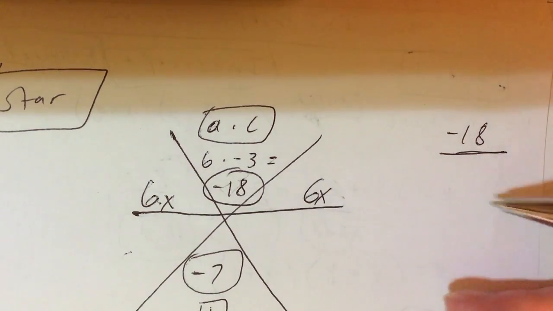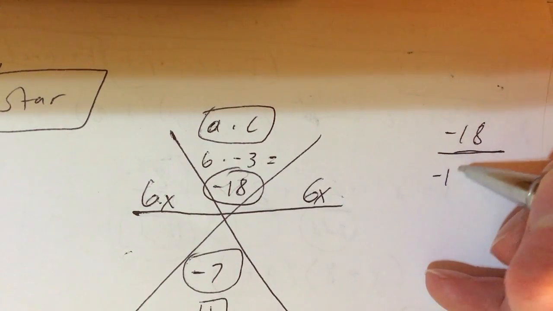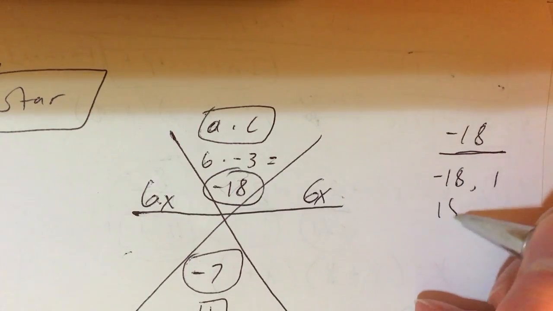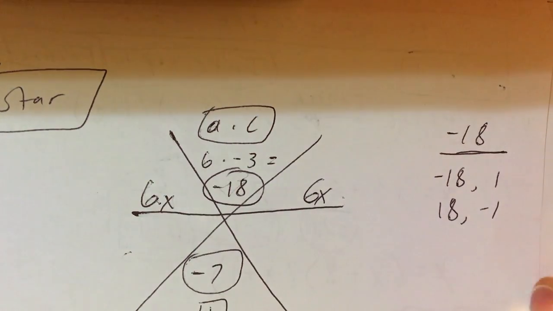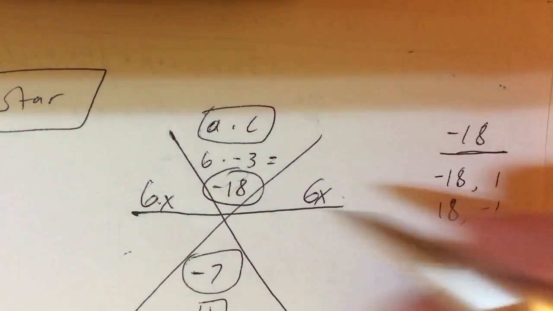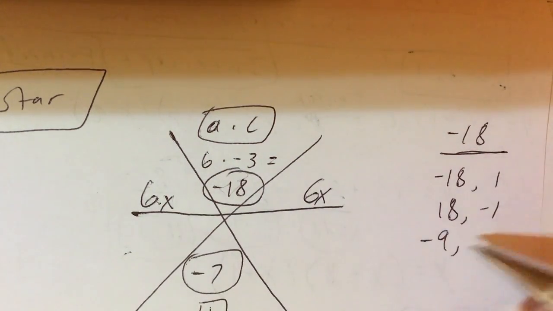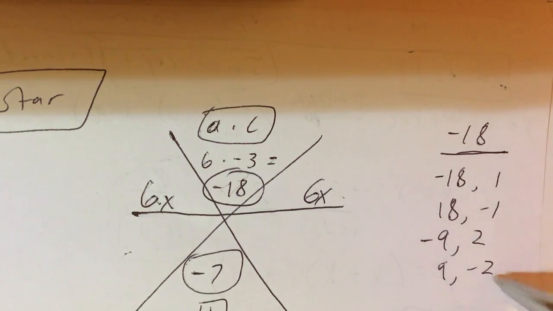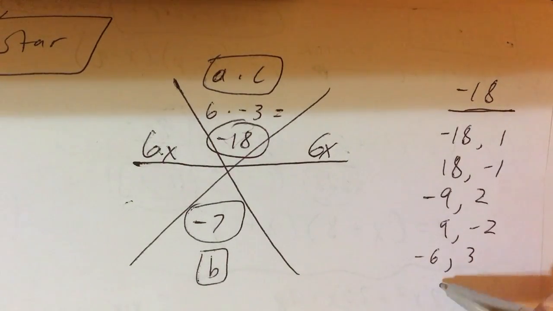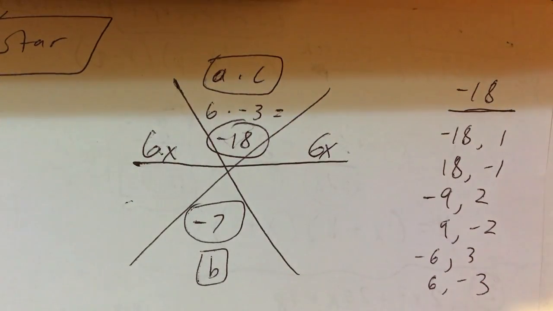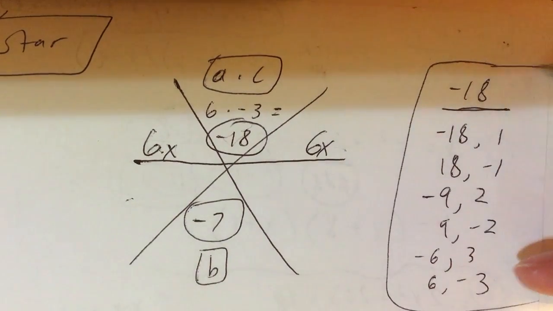So, some numbers that multiply to get you negative 18: negative 18 and 1, or 18 and negative 1. I'm just gonna list everything out so you can see, okay? If it pops out to you, go ahead and put it in there. But I'm gonna list out everything so you can see it. You can do negative 9 and 2, 9 and negative 2, negative 6 and 3, or you could also do 6 and negative 3. I believe that's everything. So we've got a lot of choices here.